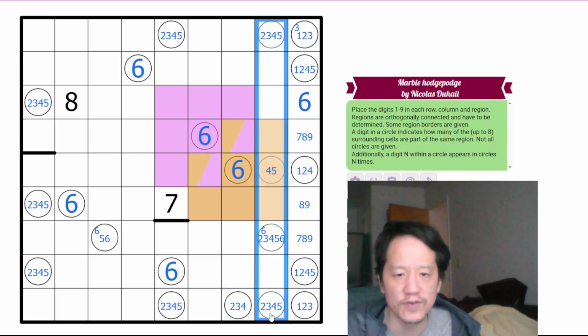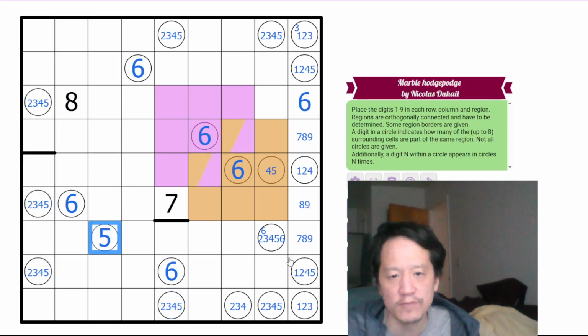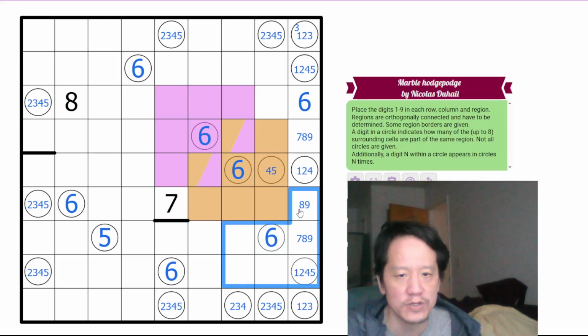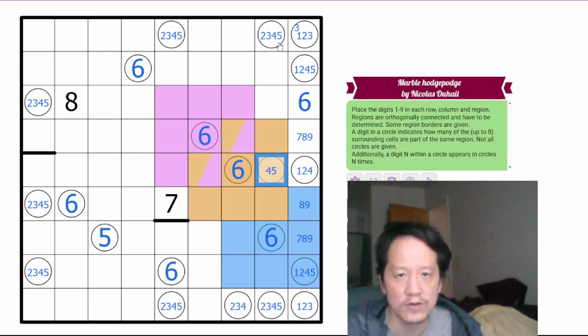One of these is 5. One of these is 5. That's 2. One of these is 5. That's 3. One of these is 5. That's 4. This has to be a 5, which forces this to be 6. Since this is 6, it has to be these blues here. These could be in the same region. This can't be 5. One of these is 5. Here, here, or here.